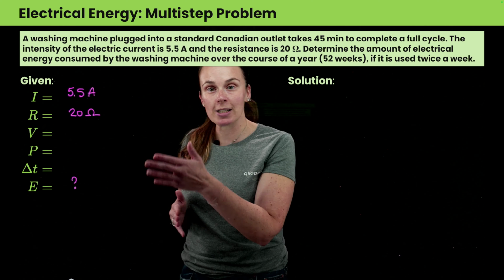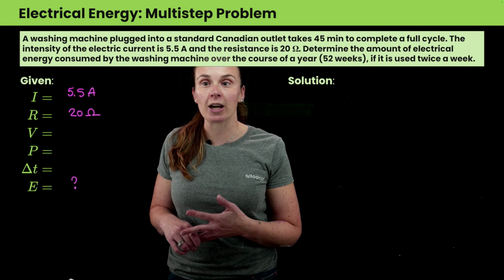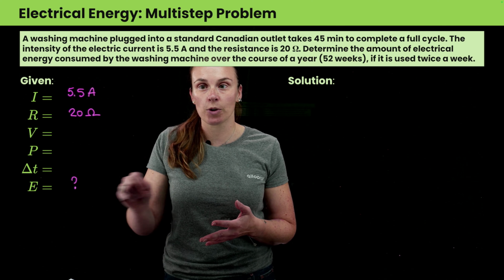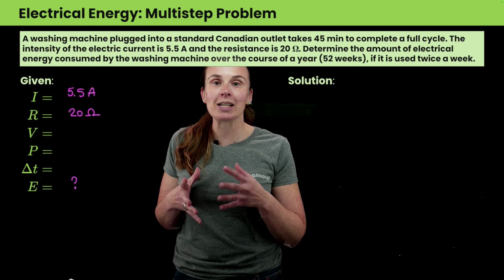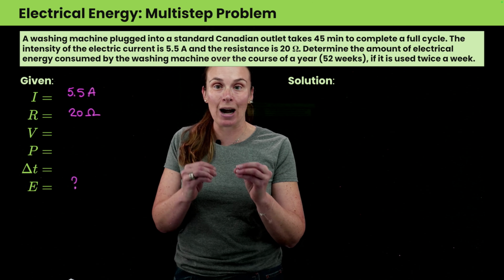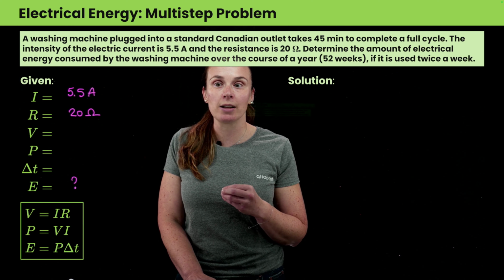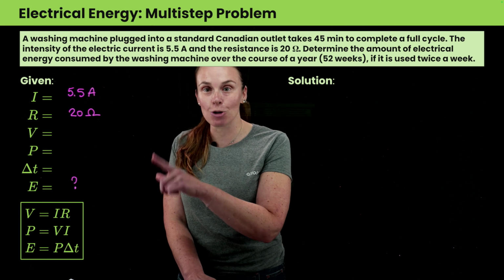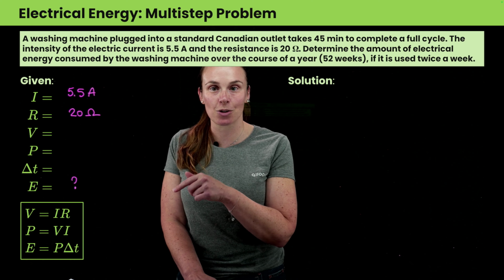So I've already written down what's given to us. We know that we have 5.5 amps. We know that there's 20 ohms. We're looking for energy, okay? But we have that 45 minutes of time. So we need to remember that we need to go either seconds or hours. We're going to go hours. It's more practical. So we're going to use all these three formulas as well, but we're going to do the time first before we get into those formulas.